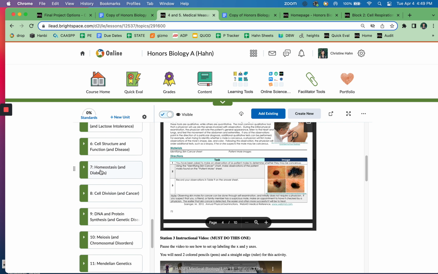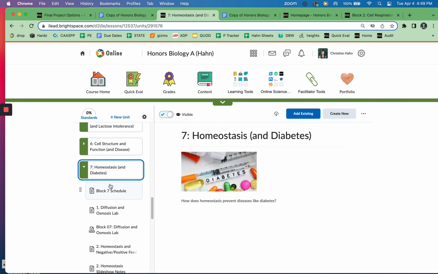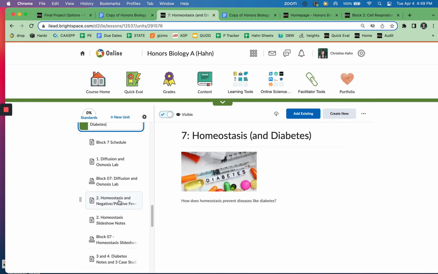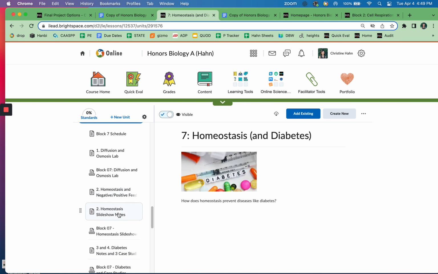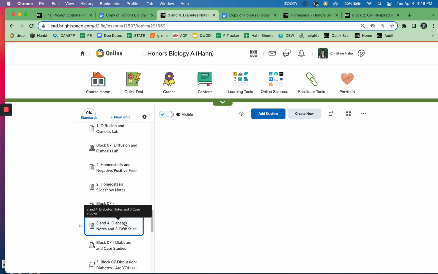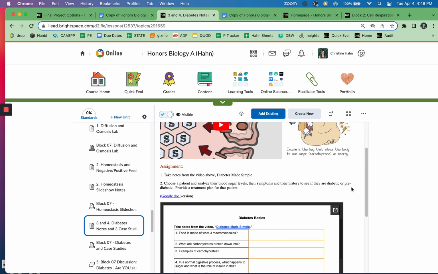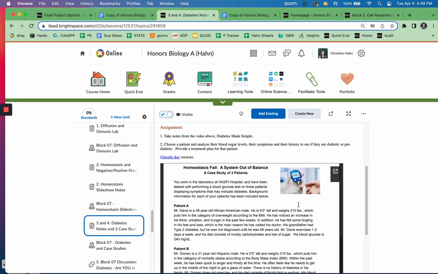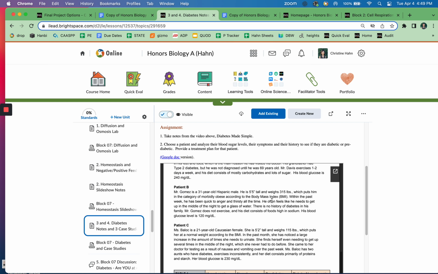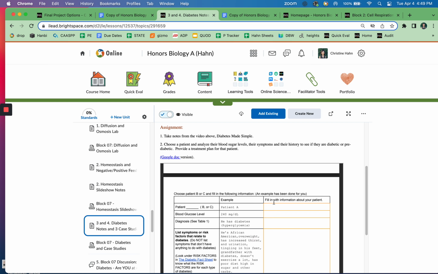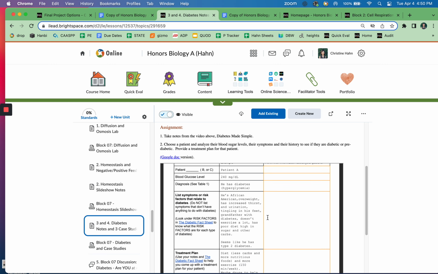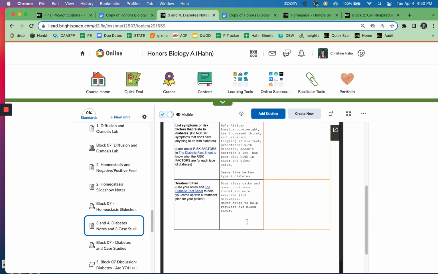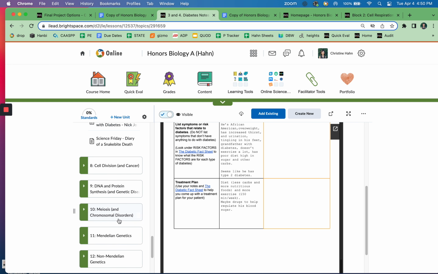Let's do one more. So, homeostasis, they learn about osmosis, diffusion, feedback loops, and then I have them do a case study. They learn about diabetes, and then they do a case study on 3 patients, and they determine who's diabetic and what are some of the symptoms and treatment plans.